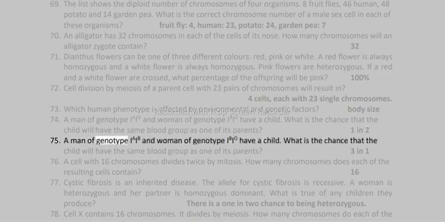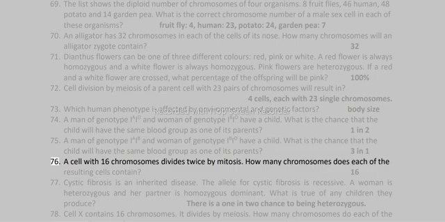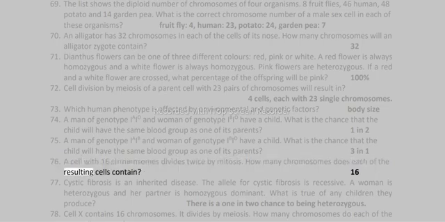75. A man of genotype IA-IB and a woman of genotype IB-IO have a child. What is the chance that the child will have the same blood group as one of its parents? 3 in 1. 76. A cell with 16 chromosomes divides twice by mitosis. How many chromosomes does each of the resulting cells contain?